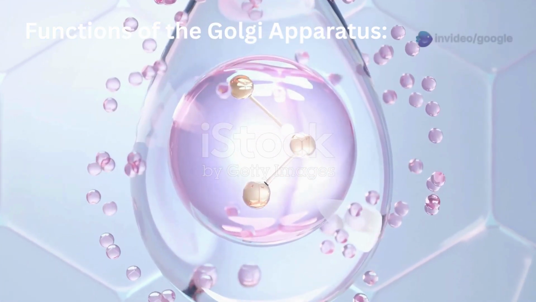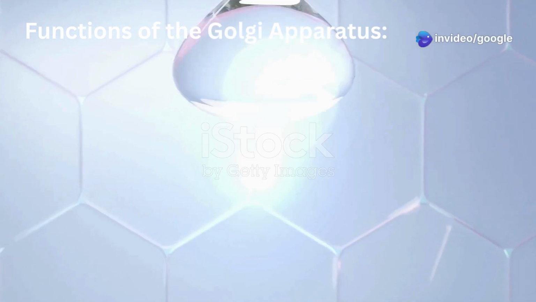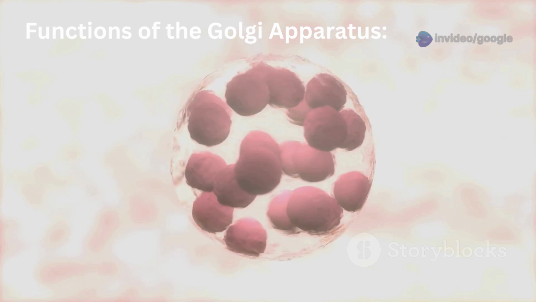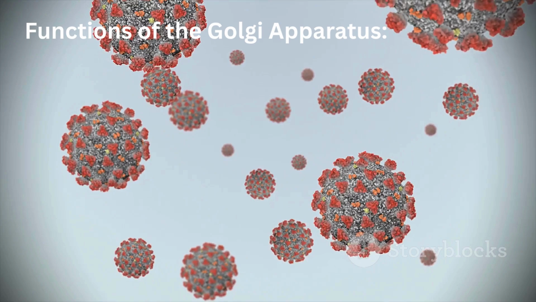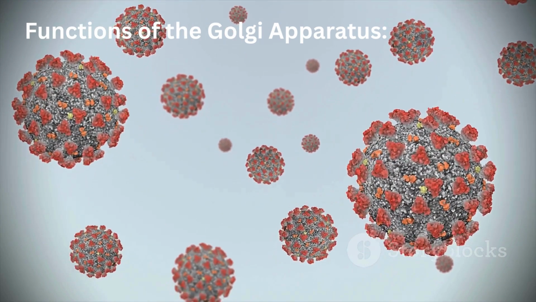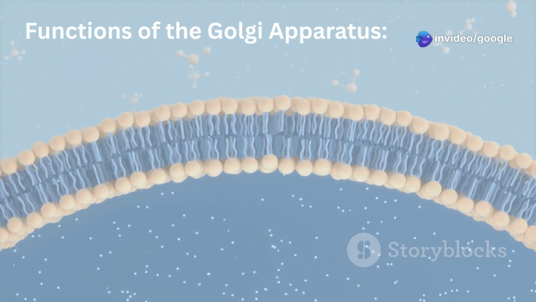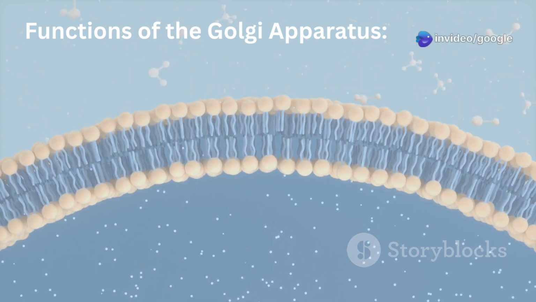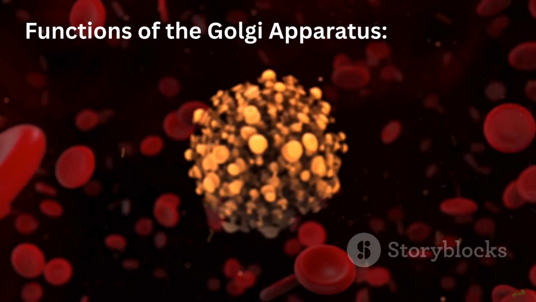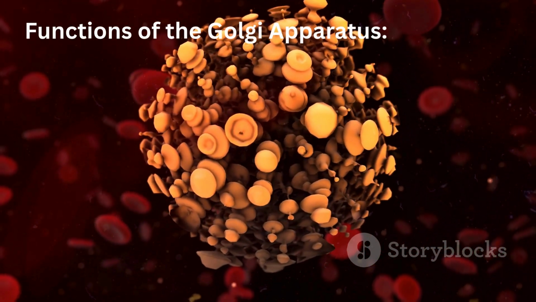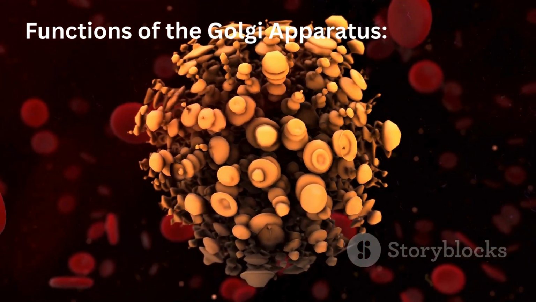Vesicle formation and transport. The Golgi packages the modified proteins and lipids into transport vesicles that bud off from the trans-Golgi network. These vesicles then deliver their contents to specific locations within or outside the cell through various transport pathways, for example, constitutive secretion, regulated secretion, delivery to lysosomes. Lysosome formation. The Golgi plays a role in forming lysosomes by packaging hydrolytic enzymes into vesicles that eventually fuse with late endosomes to become lysosomes.